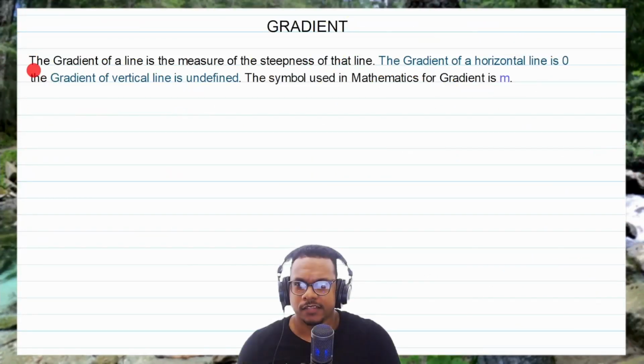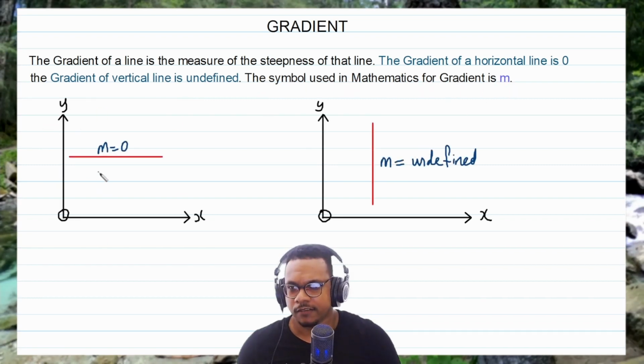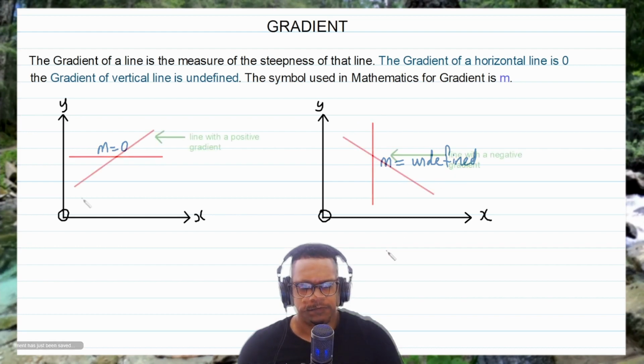So here we have that the gradient of a line is the measure of the steepness of that line. The gradient of a horizontal line is 0, whereas the gradient of a vertical line is undefined. The symbol used in mathematics for gradient is m. So here I have a horizontal line and the gradient is equal to 0. And here I have a vertical line and the gradient is undefined.